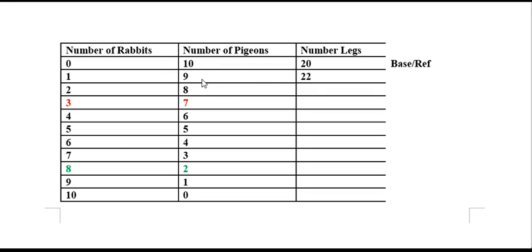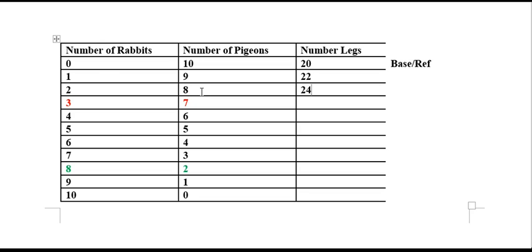Okay? You further decrease the number of pigeons by 1 and at the same time increase the number of rabbits by 1. Now you have 8 pigeons and 2 rabbits. The total number stays the same, 10 animals. Count the number of legs, you get 24. That is 8 legs for rabbits and 16 legs for pigeons.